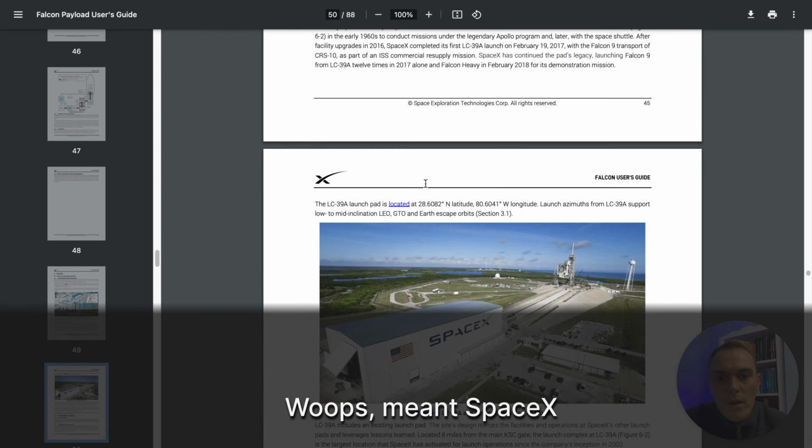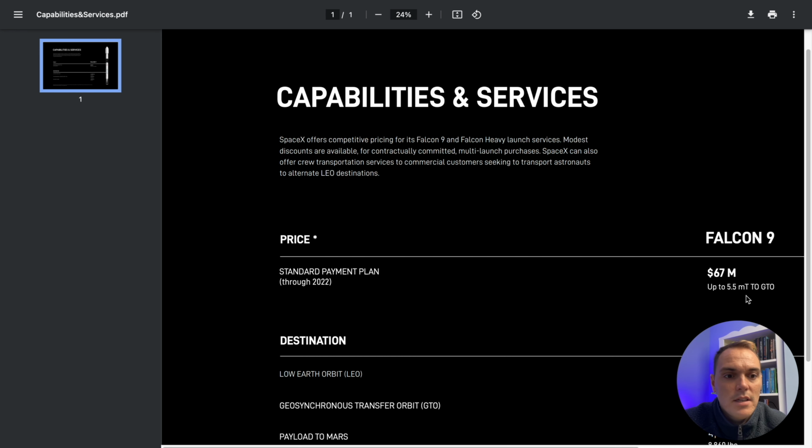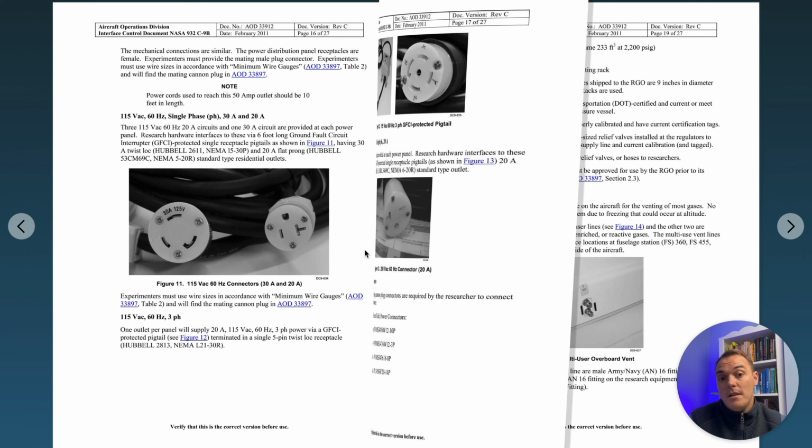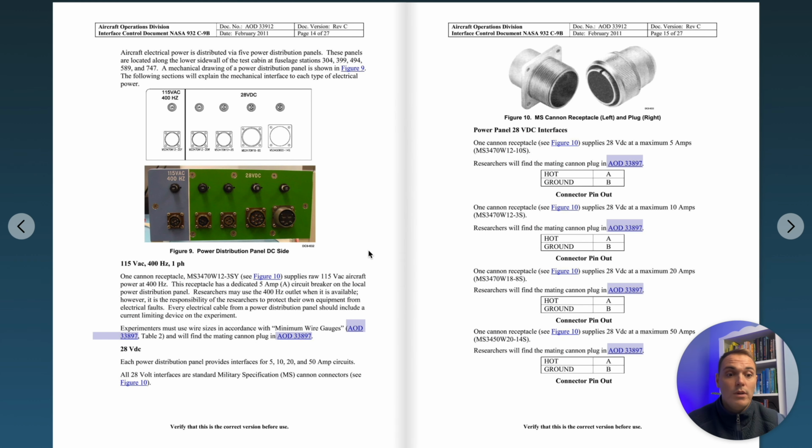If you want to put a rocket into space, it's going to cost you 67 million quid. NASA keeps saying NASA, it's SpaceX. But these are just some examples of an ICD, and you can see it's really useful when it comes to the integration process, because you want to understand how stuff comes together.